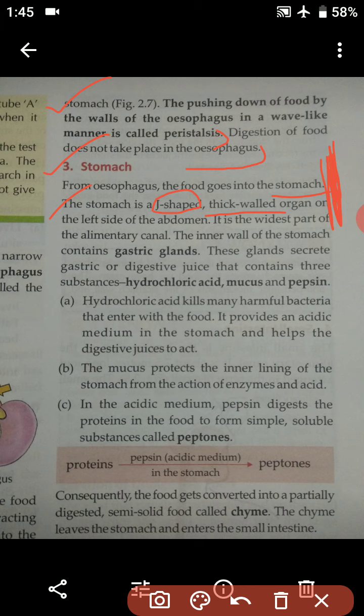It is present on the left side of the abdomen and it is also the widest part of the alimentary canal. So the stomach is the widest part of the alimentary canal.